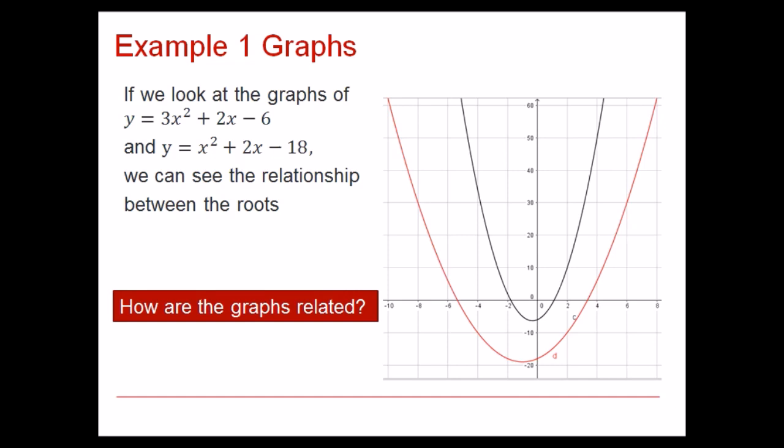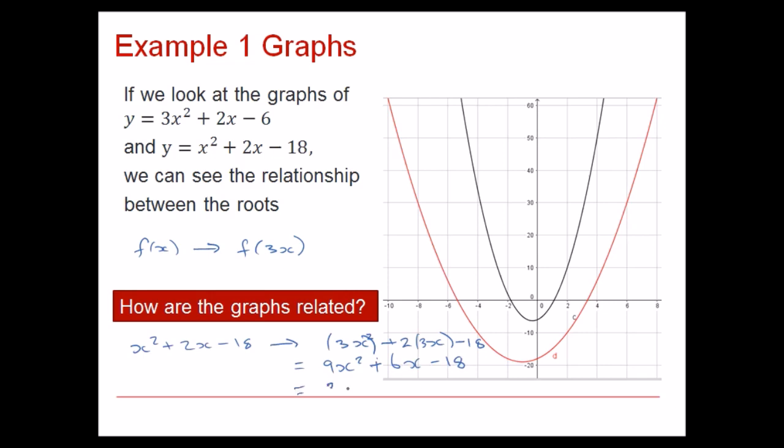If you consider a mapping between f of x to f of 3x, in other words, we are replacing x by 3x, then let us consider, for example, if we look at x squared plus 2x minus 18, that would translate to being 3x all squared plus 2 lots of 3x minus 18, which would give us 9x squared plus 6x minus 18, and which is of course 3 lots of 3x squared plus 2x minus 6.